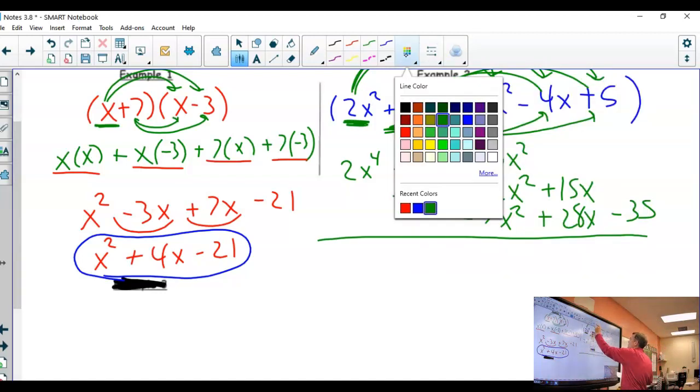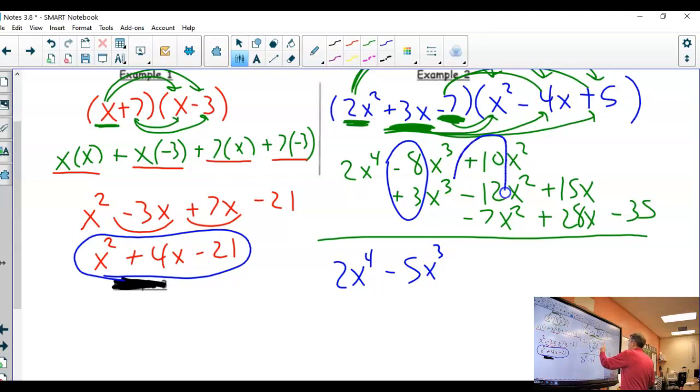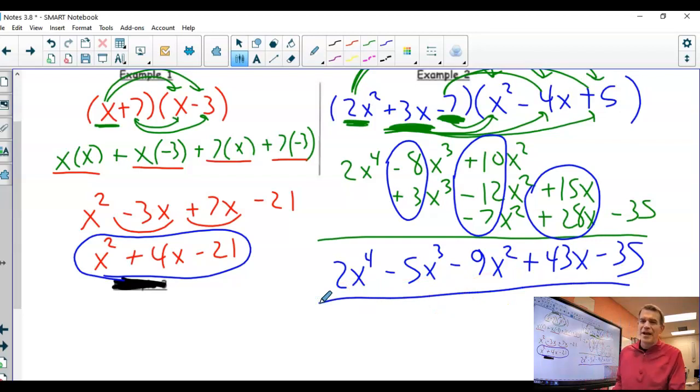So my final result here is 2x to the fourth. I've got a negative 8 and a positive 3. That would be a negative 5x to the third. Here I've got a positive 10 and a negative 12, which makes negative 2, and a negative 7, which makes negative 9. And then that would be positive 28, 38, 43x minus 35. And this is my result when I multiply those two trinomials together.